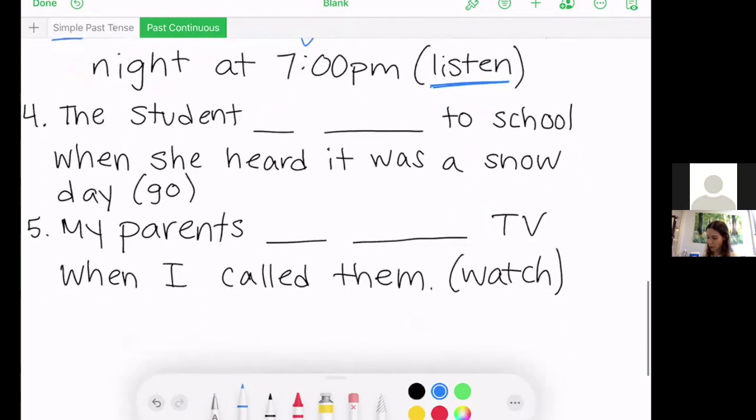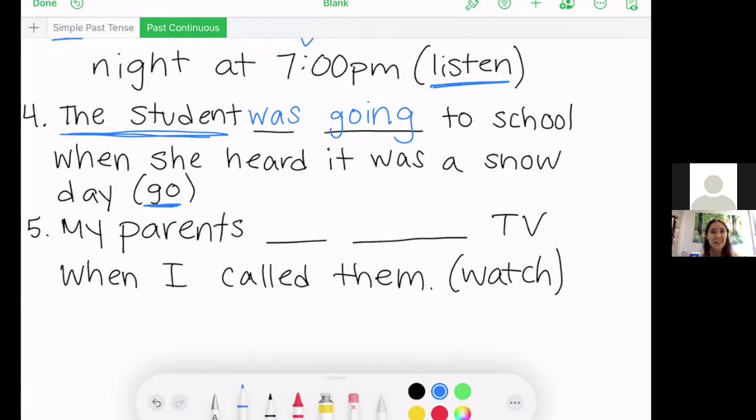Number 4, 2 more. The student blank blank to school when she heard it was a snow day. Here's our main verb, and there's our subject. So think singular or plural subject, and how do we make the main verb go into past continuous? Was going.